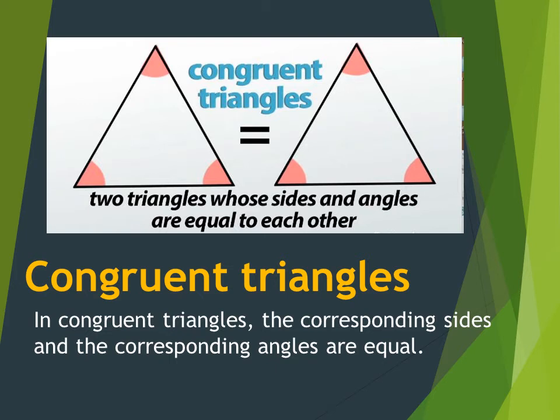Okay, now we all know what similar triangles are. Do you remember what congruent triangles are? You all studied in 9th standard, isn't it? Congruent triangles means two triangles are exactly the same. That means the corresponding angles are equal, and the corresponding sides are also equal. Then we tell two triangles are congruent.